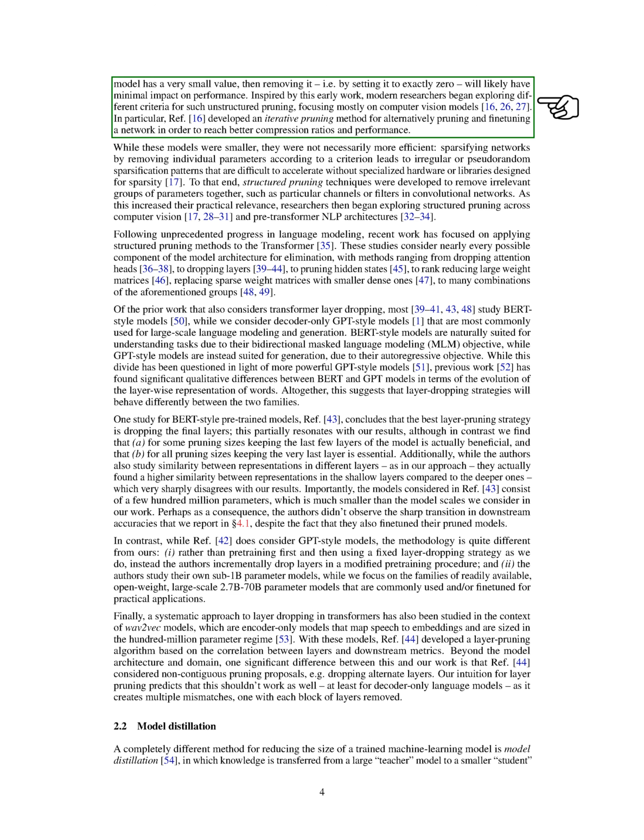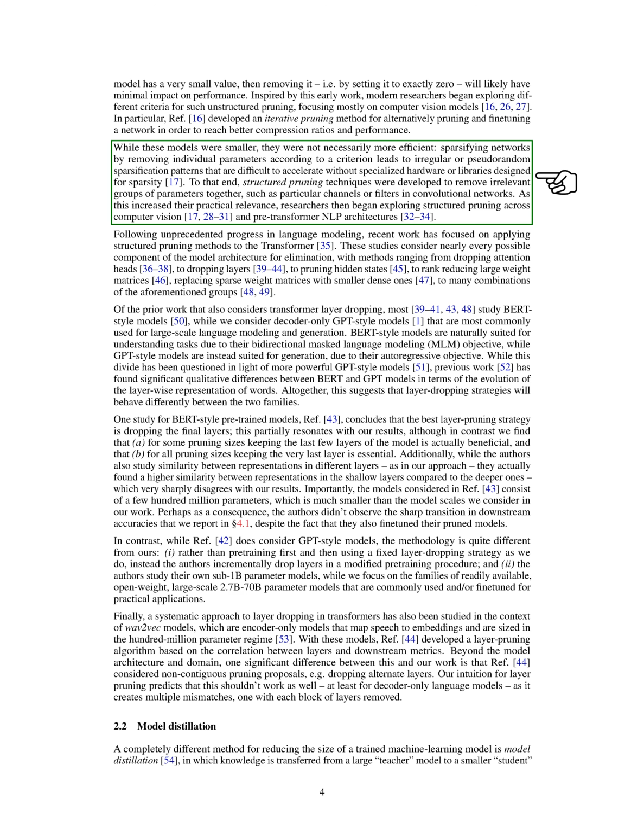Modern researchers have developed various criteria for pruning, especially in computer vision models. Some methods involve iteratively pruning and fine-tuning a network to improve compression ratios and performance. However, simply removing individual parameters can lead to irregular sparsification patterns that are hard to accelerate without specialized hardware. To address this, structured pruning techniques were introduced to remove entire groups of parameters together, like channels or filters in convolutional networks. Researchers have extended structured pruning to computer vision and pre-transformer NLP architectures.